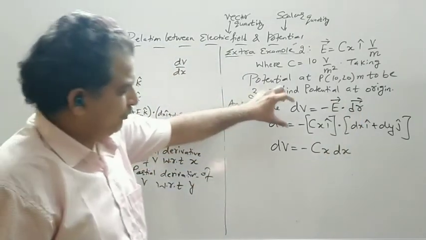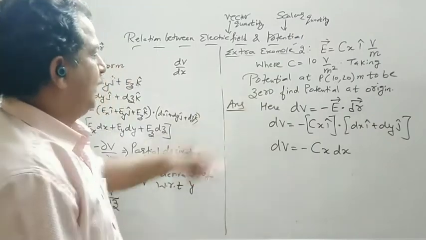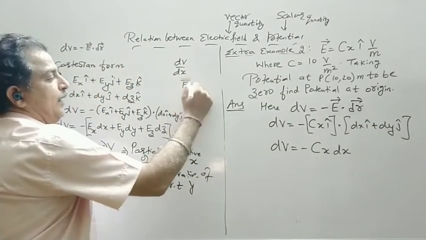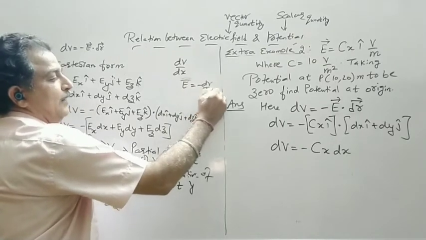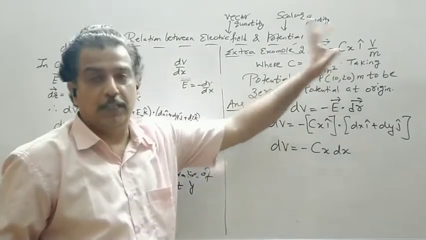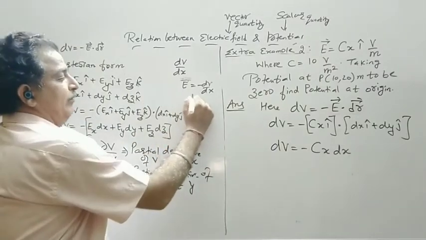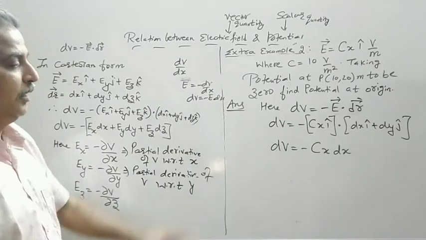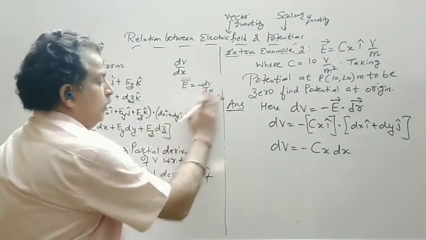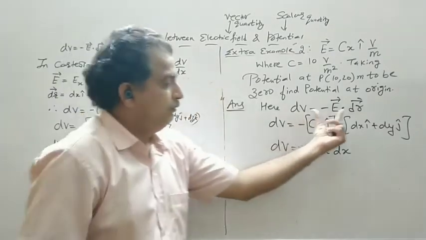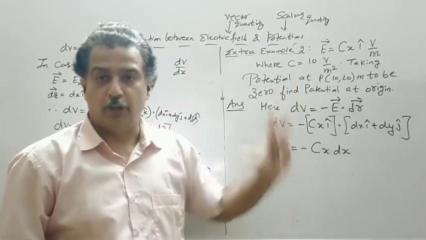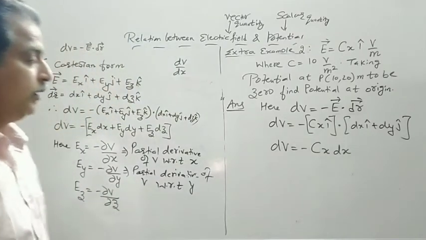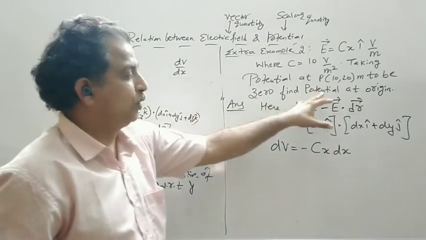So instead of doing these two steps, I can directly write E is equal to minus dV by dx. If we know the field is along the x-axis, you directly write dV is equal to minus E dx, or dy, dz if it is one dimension. Otherwise, no issues, we can use the general formula only. So dV is equal to minus Cx dx. Now clearly we need to find out the potential.